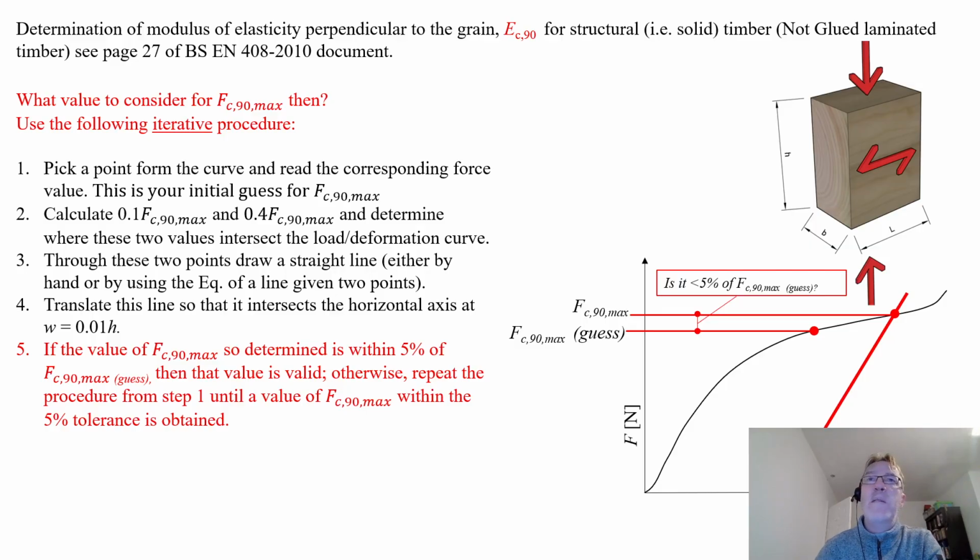Okay. What value to consider? Right. Now we're down here. If the value for C max, so determined, is within 5% of the C max guess. There's my C max guess, and there's my actual C max.